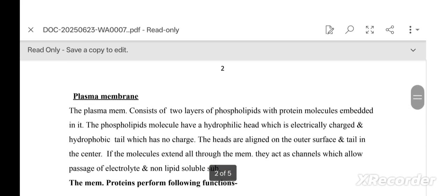Now let's start with the plasma membrane. The plasma membrane consists of two layers of phospholipid with protein molecules embedded in it. The phospholipid molecule has a hydrophilic head, which is electrically charged, and a hydrophobic tail, which has no charge. The heads are aligned on the outer surface and the tails in the center. If the protein molecules extend all through the membrane, they act as a channel which allows passage of electrolytes and non-lipid soluble substances.